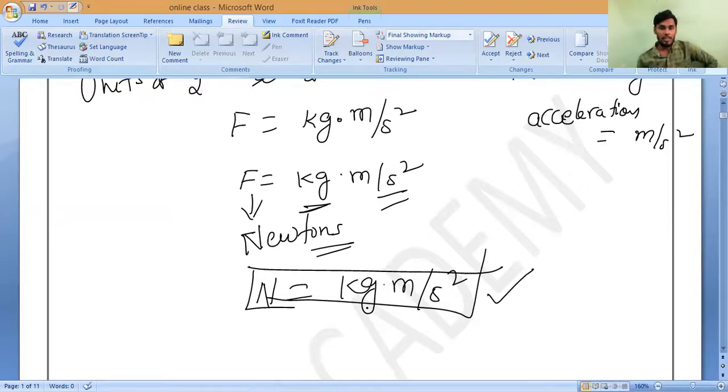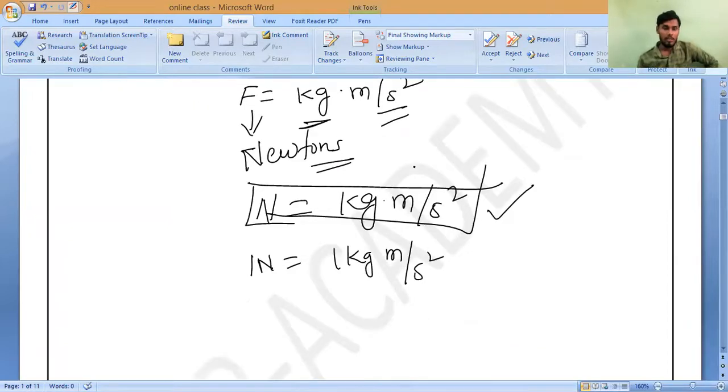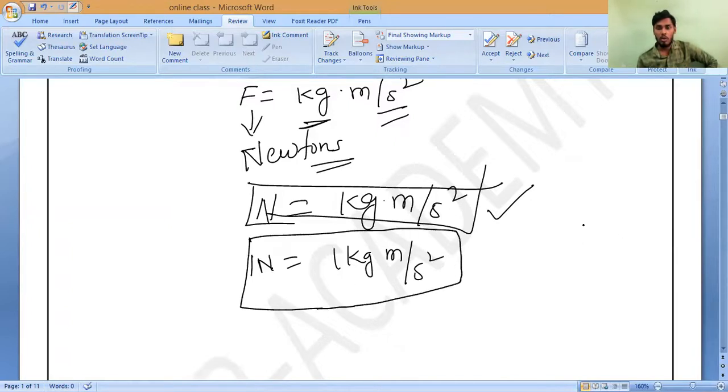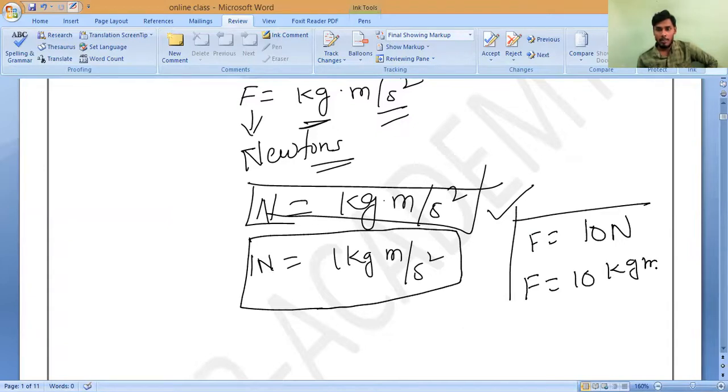So from this, can I say 1 Newton is equal to 1 kilogram meter per second square? Is it right or wrong? Elamukil, Tamil Selvan, Darun? Yes, sir. 1 Newton is equal to 1 kilogram meter per second square. So suppose I am giving 10 newtons in the question, in numericals. In the sense of what can I write? 10 kilogram meter per second square. Is it right or wrong?